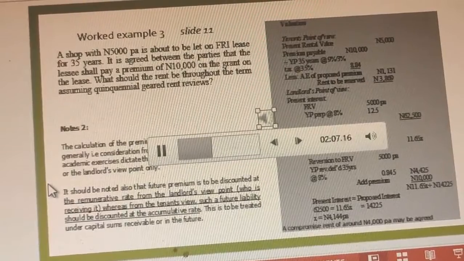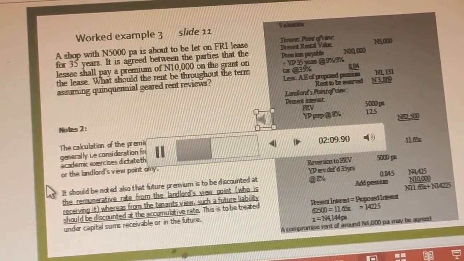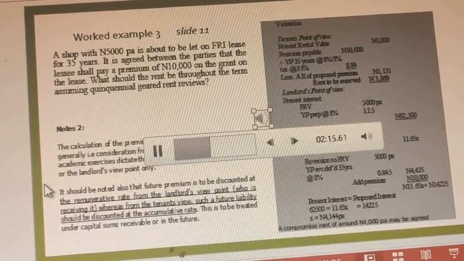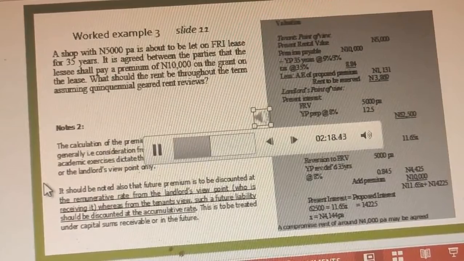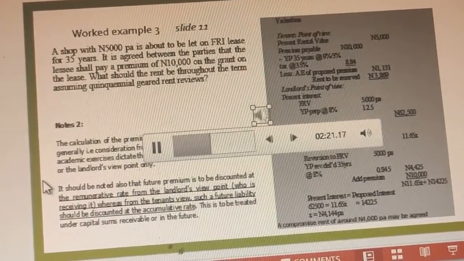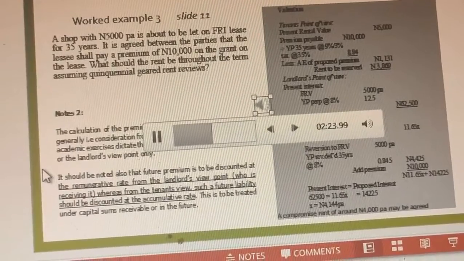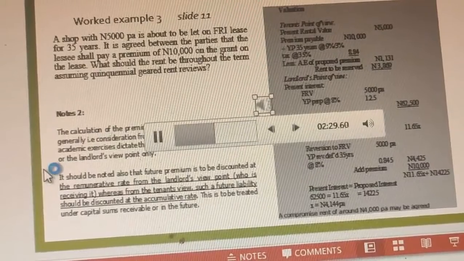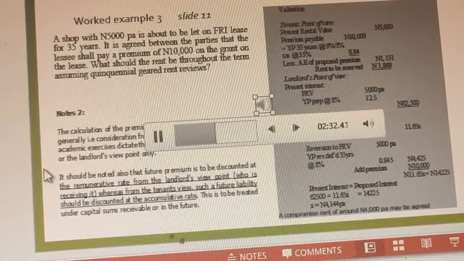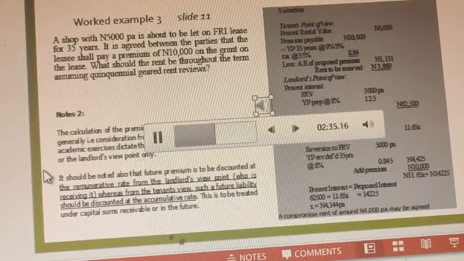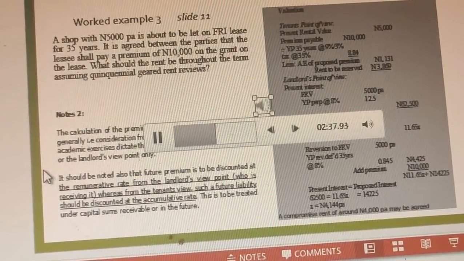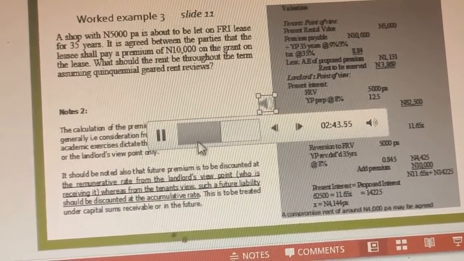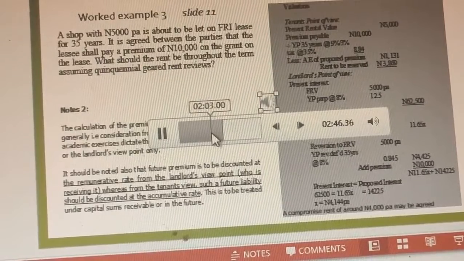So I've overemphasized that. The second point is that we should note, and worked example 4 is the one that is going to show how that is done. It should be noted that future premium is to be discounted at the remunerative rate from the landlord's point of view, who is receiving it, whereas from the tenant's point of view, it's a future liability and it should be discounted at the accumulative rate. This is to be treated under capital sums receivable in the future. But I'm mentioning it now because under worked example 4, it is going to be applied.